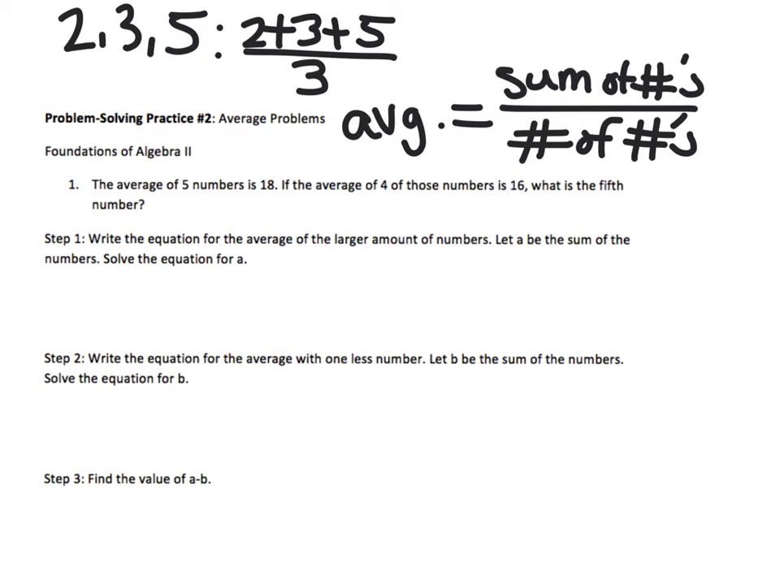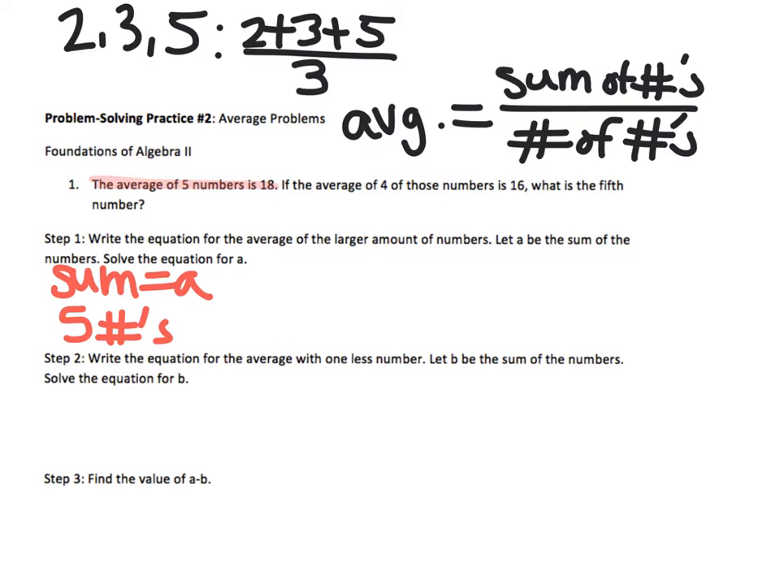Now, step 1 of this question states, write the equation for the average of the larger amount of numbers. Let A be the sum of the numbers, solve the equation for A. So this step is referring to this first sentence in the question. Now, if we were to write down what we know from this, along with letting A be the sum, we could say that the sum is equal to A. The number of numbers is 5 because it says right there that we have 5 numbers.